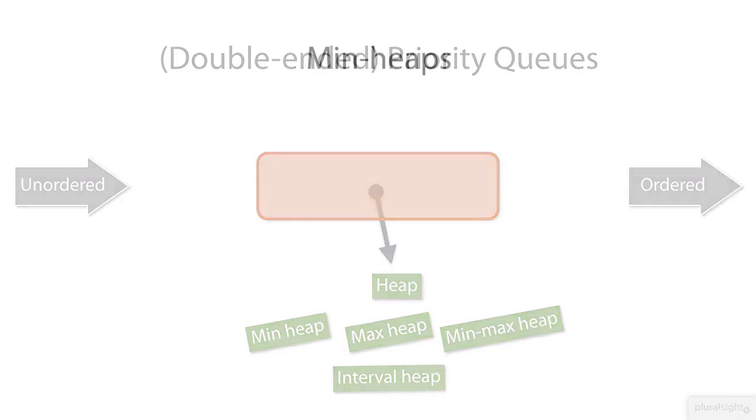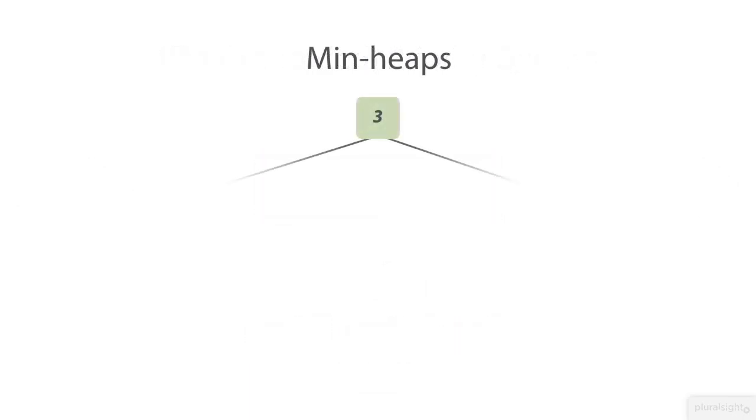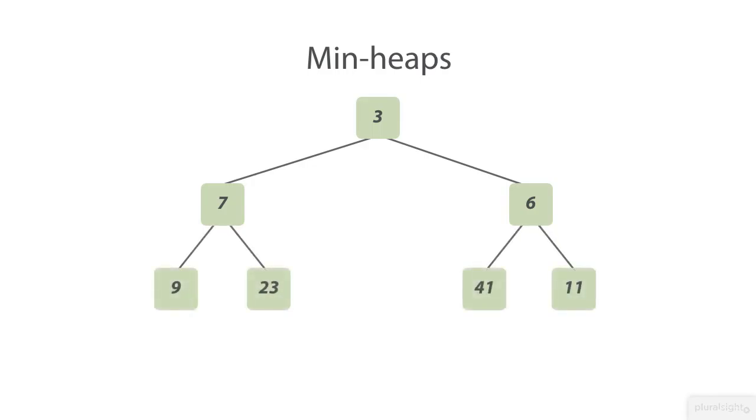A heap is a binary balanced tree structure where each node has at most 2 children. Minimum heaps have a rule that each element must satisfy. Each element must be smaller than both of its immediate children. In this example, 3 is smaller than both 7 and 6. 7 is smaller than both 9 and 23, and so on. With a little thought, it can be seen that this rule enforces the minimum element to sit at the top, the root of the tree.